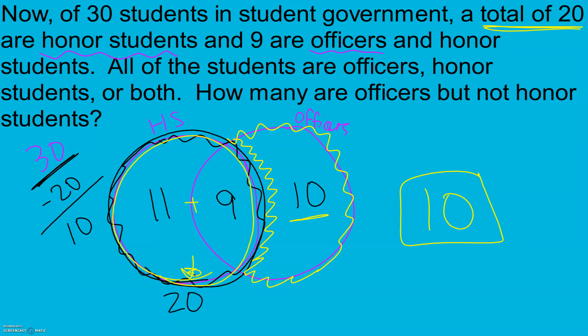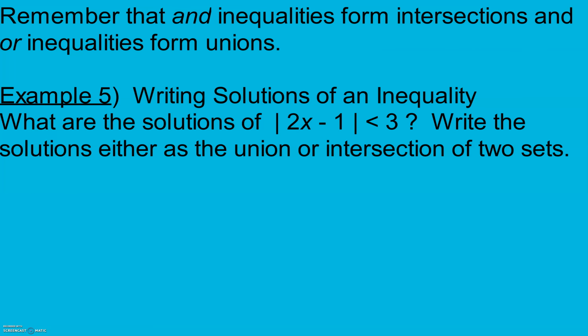Okay, if they're not an honor student, they're just an officer. Out of the 30 kids, that means there's 10. And that's what we're looking for. Officers, but not honor students. This portion right here, and we get 10. Remember that and inequalities form intersections, and or inequalities form unions.